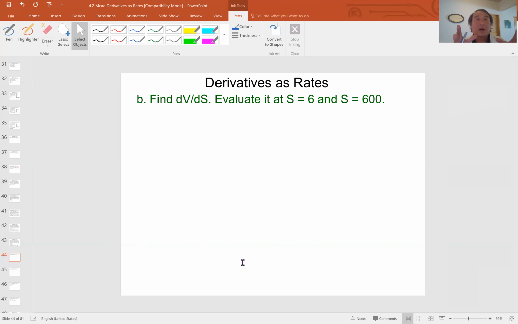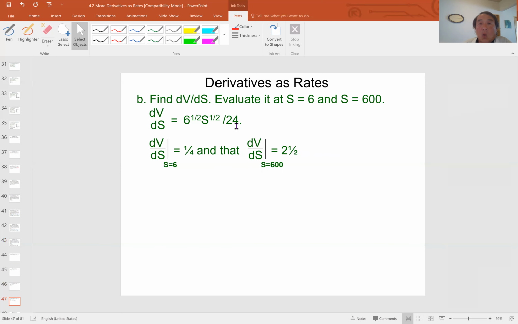That's the 100 by 100 by 100 cube. Okay, so this is a direct algebra calculation. I'm going to let you do the cleanup of where the coefficient comes out to be that, and plug in 6 and get 1/4, and plug in 600. We're going to get 2.5. You can verify these.